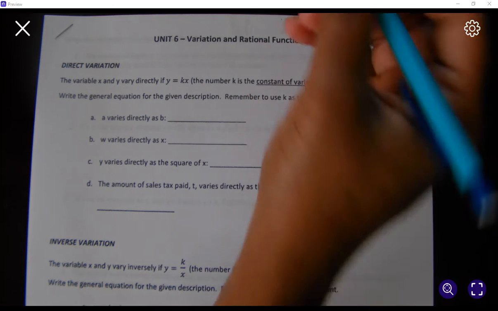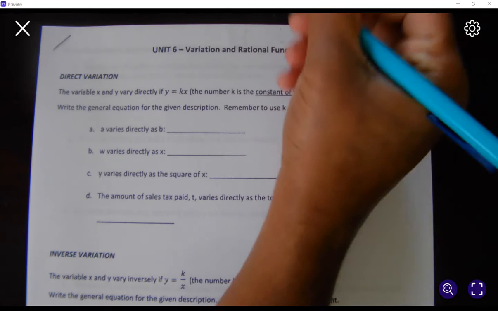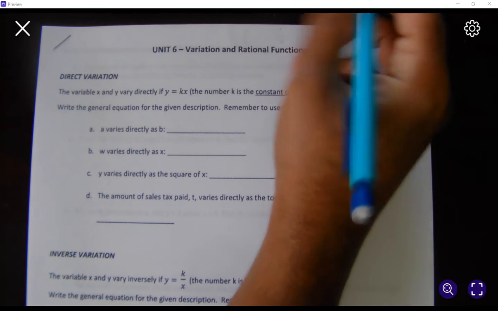Hi class, so here is your first lesson for Unit 6. In Unit 6 we're going to talk about rational functions.